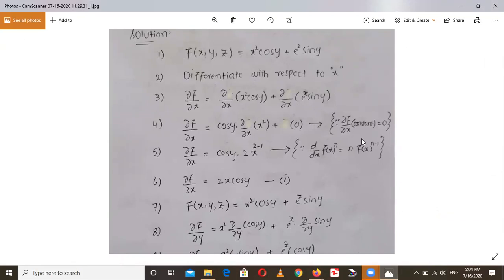I have written this formula in front: the differentiation of a constant is equal to 0. And this is a formula of differentiation. You have to write this formula down for yourself. Oh, yes, I remember now.